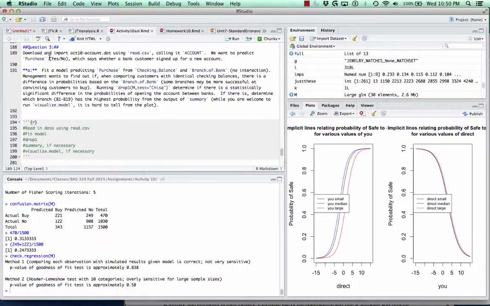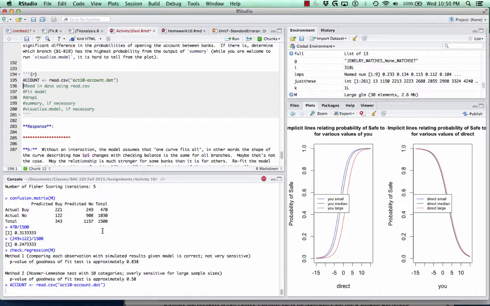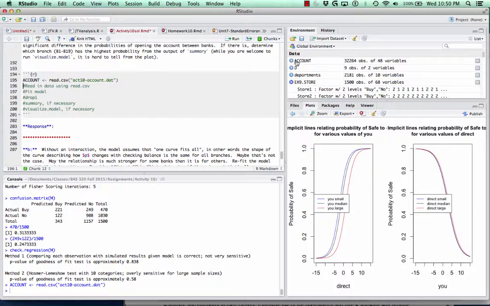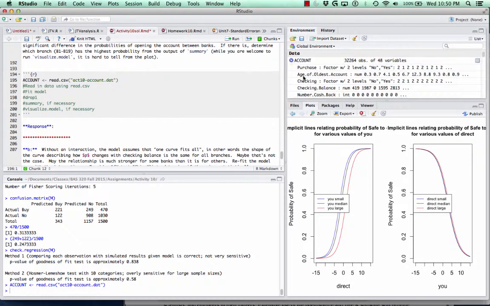Okay, so this last question, question 3, asks us to read in act10-account.data. So what I'm going to do is read this in and call this account, so read.csv, and I'm just going to go ahead and copy and paste the file name here. And I got that. So it's a pretty big data set, 32 observations, 48 different variables.